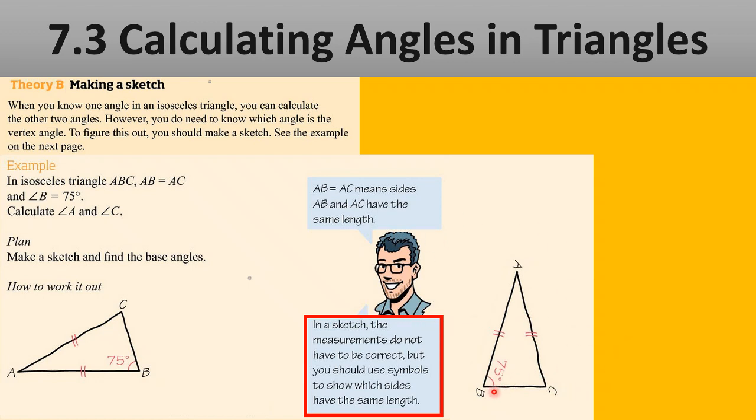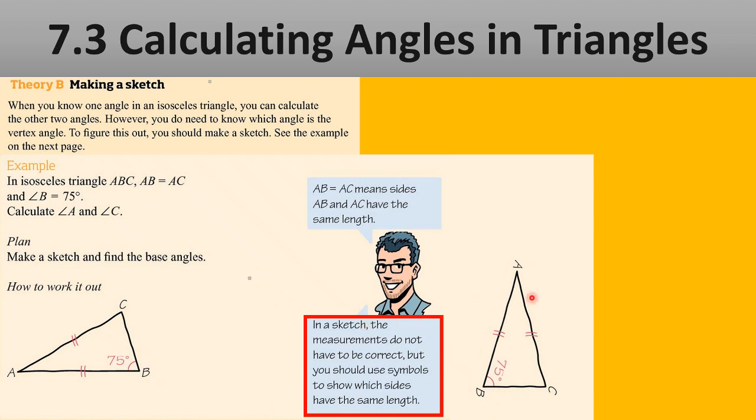I don't have to write down the measurements of my sides. What I do like to write down, however, is which sides are equal lengths. So I use the symbols right here. And if I want to, I can also now say, well, angle B is 75 degrees. So now I've included all the information that I know inside of my sketch right here.